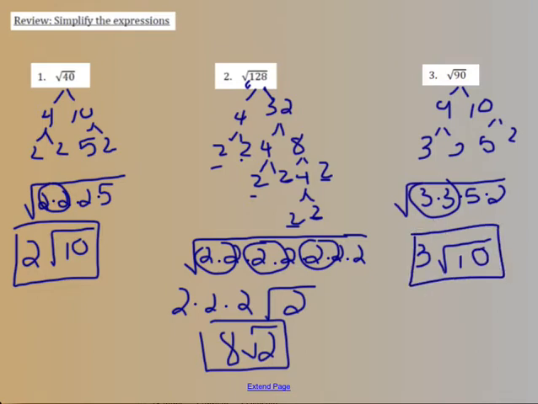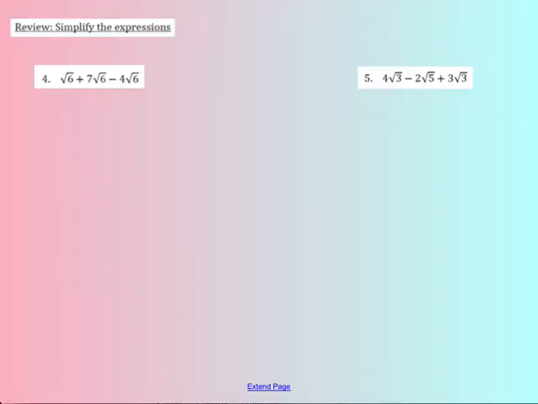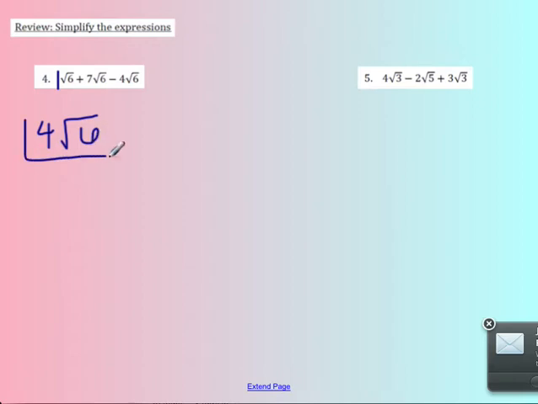Now let's talk a little bit more about adding and subtracting radical expressions, just like we did yesterday. Remember, you have to have like terms. If there's no number out in front, the number is 1. So we're taking 1 square root of 6 plus 7 square root of 6 minus 4 square root of 6. Since they're all square root of 6, we can add them all together. So 1 plus 7 is 8, minus 4 is 4 square root of 6. So 4 square root of 6 is our final answer for number 4.